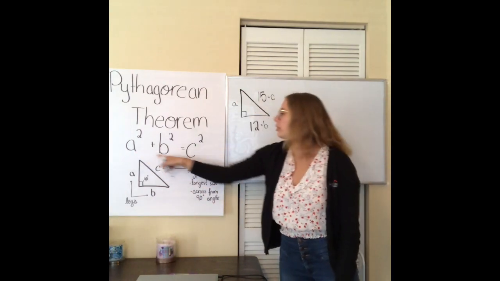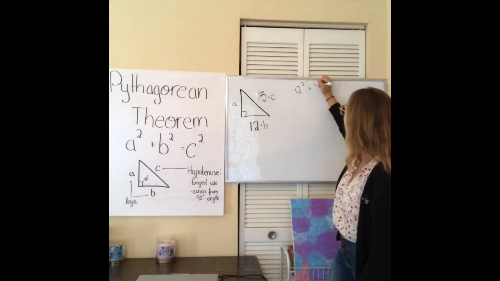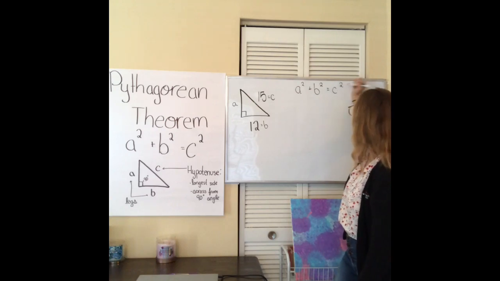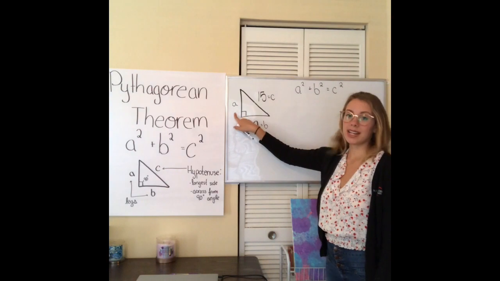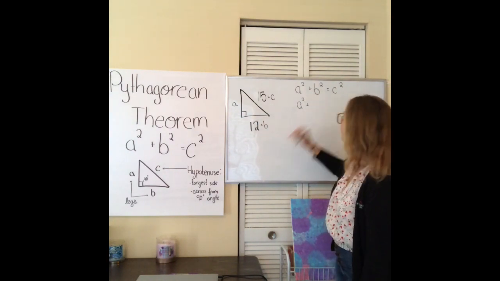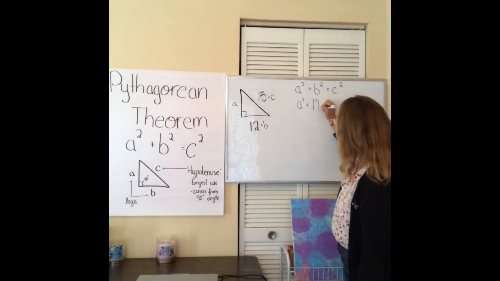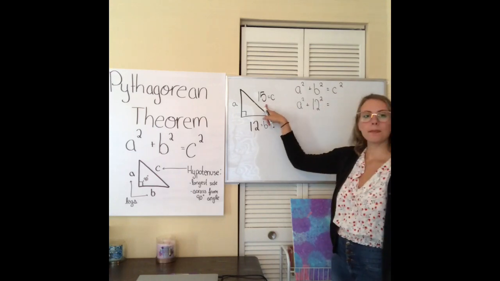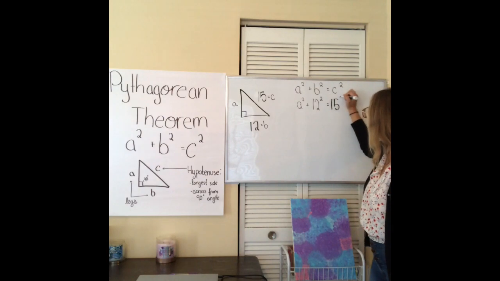So the first thing I'm going to do is write down my problem. A squared plus B squared equals c squared. My A is already here. So A squared plus my B is 12. 12 squared equals my C is 15. So 15 squared.